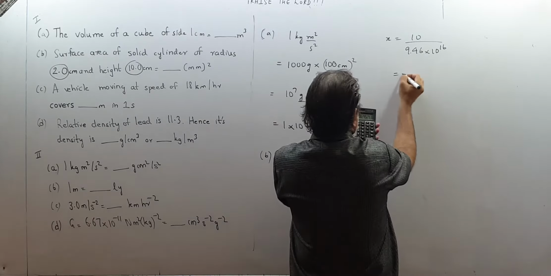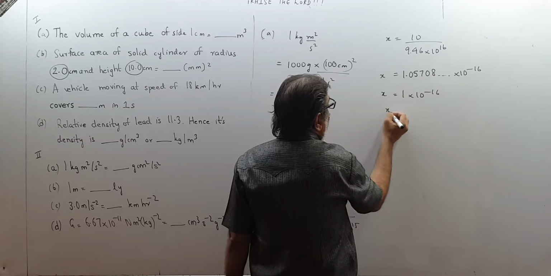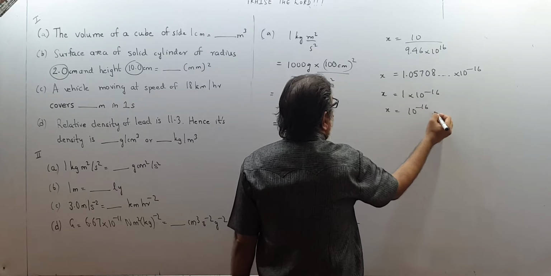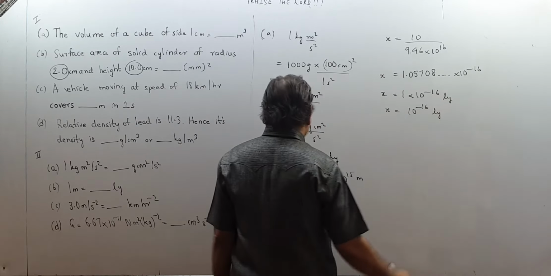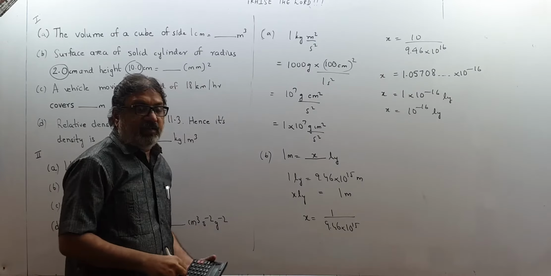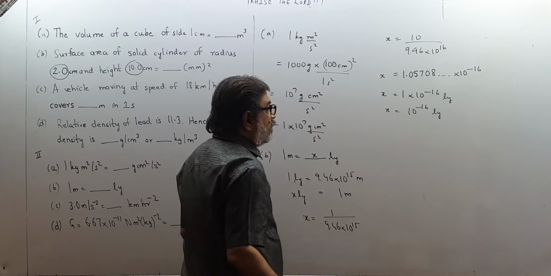Now I know I want precision for complete integer part only. There were no decimals over here. So there should be no decimals over here and only one significant digit. So one significant digit. The x will be equal to how much? Rounding off, 1 into 10 raised to minus 16, or you can write it as 10 raised to minus 16 light year. Like this. The 1 meter is these many light years. Then C part.